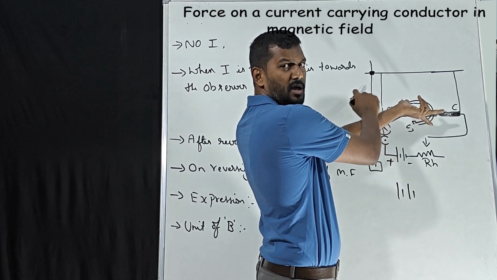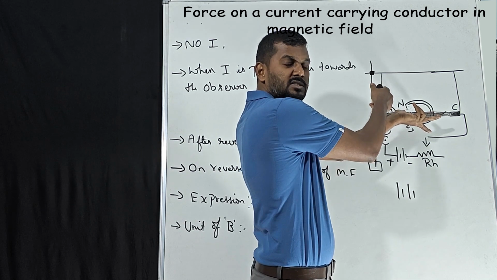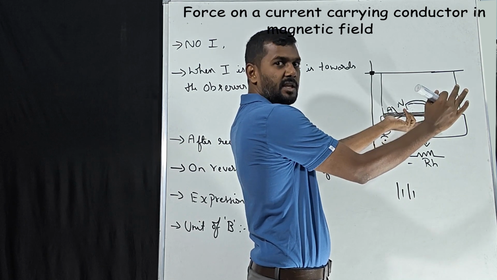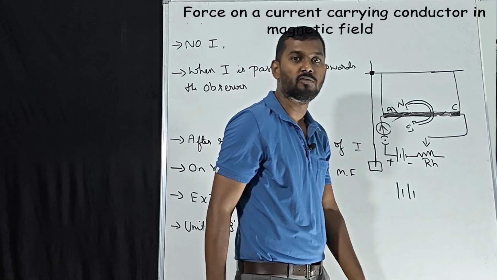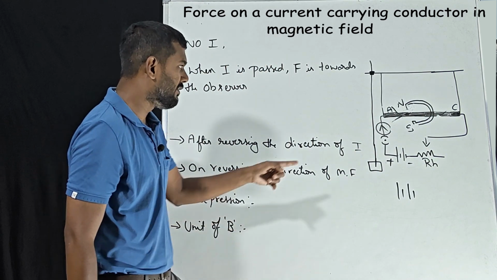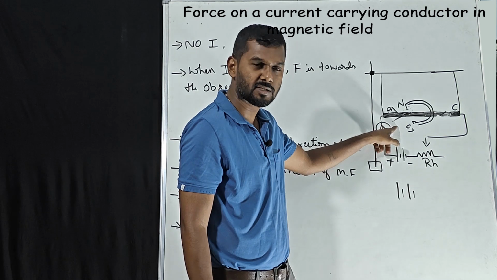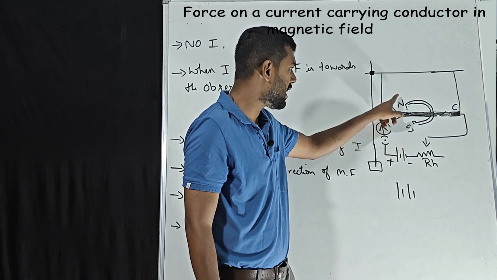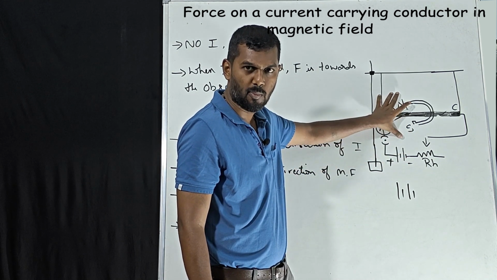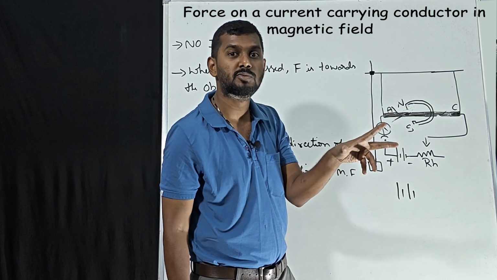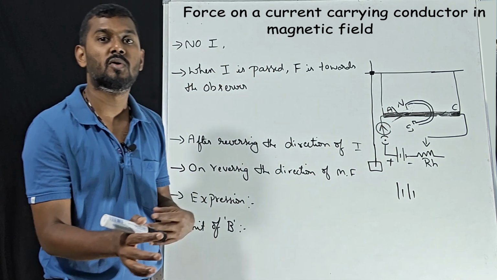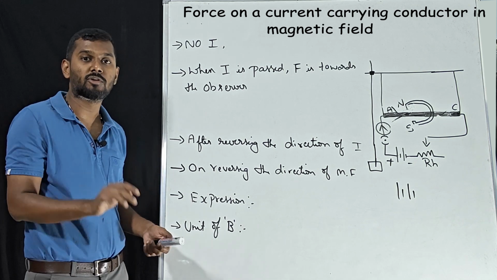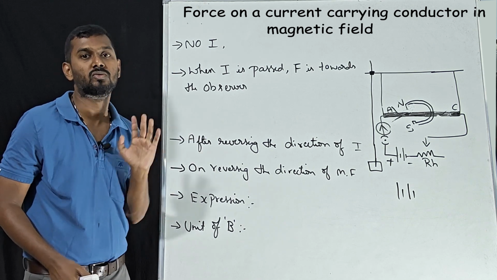Now see the thumb. Where is the thumb? The thumb is towards the board. That means if the observer is here, the force direction is away from the observer, correct? In the first case, when the current was flowing in the same direction, when the south was here and north was here, exact opposite, the force was towards the observer. Now for the present case, it is away from the observer. This is what happens. So this is how you have to use Fleming's left hand rule.